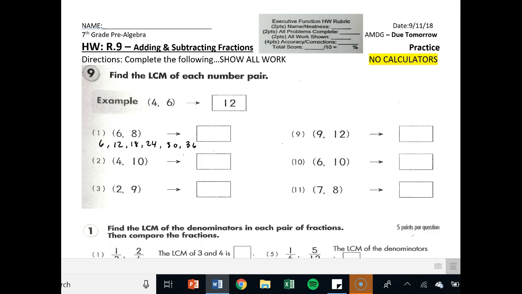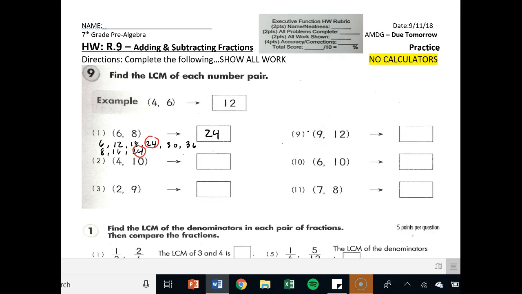And then the multiples of 8, you're going to do the same thing. It's going to be 8, 16, 24, and then you can stop once you find a common multiple, right? You don't have to keep going. So 24 and 24, those are your common multiples, and so you put 24 in the box, right? Let's do one more. Let's do number 9 together.